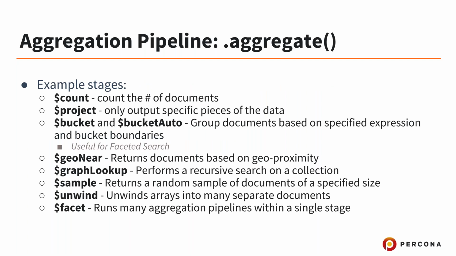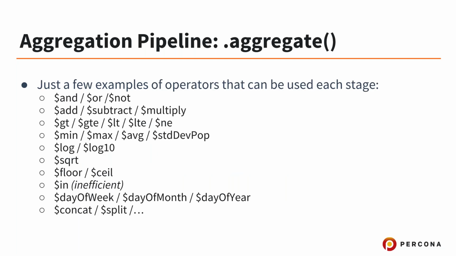Project, bucket, and bucket auto is great for faceted search that I've written a blog about, that you can bucket your documents based on bucket boundaries and different expressions. You can do geo-near with geo-proximity on maps, basically, graph lookups. Sample sizes, so random samples of your collection, unwinding arrays, and then maybe the craziest one at the end is facet, which runs many aggregation pipelines within a single stage, which almost hurts my mind to think how complex that could get. So you can write very, very complicated pipelines in aggregation.